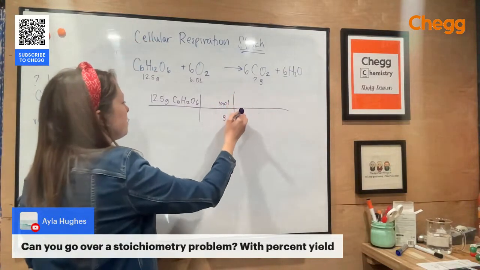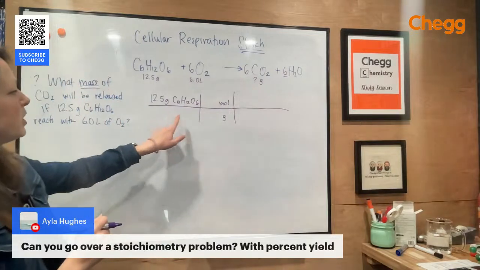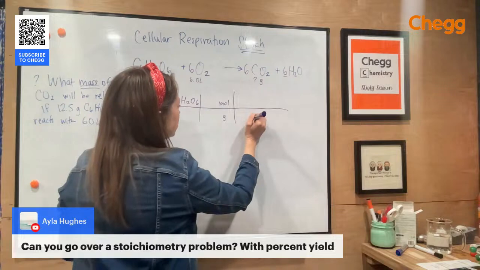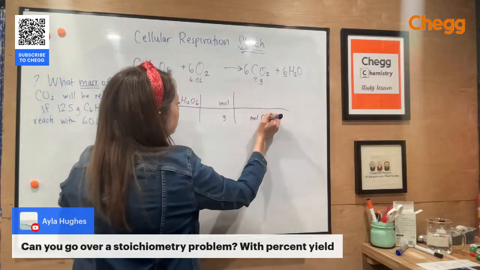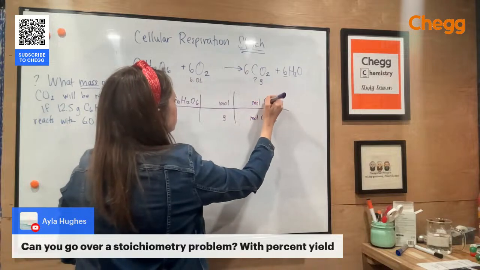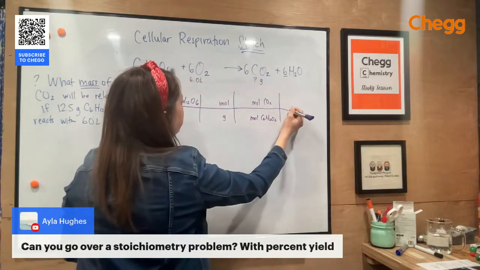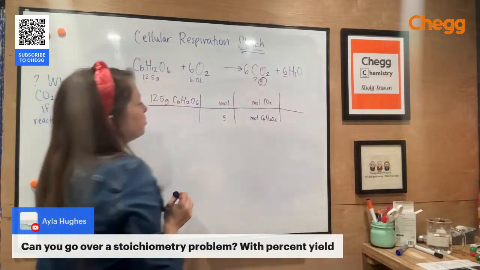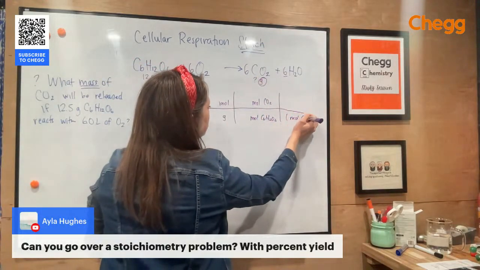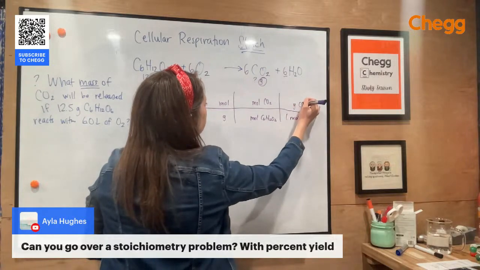All right, so I'm going to use my molar mass here. Then I'm going to convert from moles of glucose into whatever I'm looking for, into moles of CO2. Last step, I don't want my answer in moles, I want it in grams. So I'm going to convert from moles of CO2 into grams of CO2.